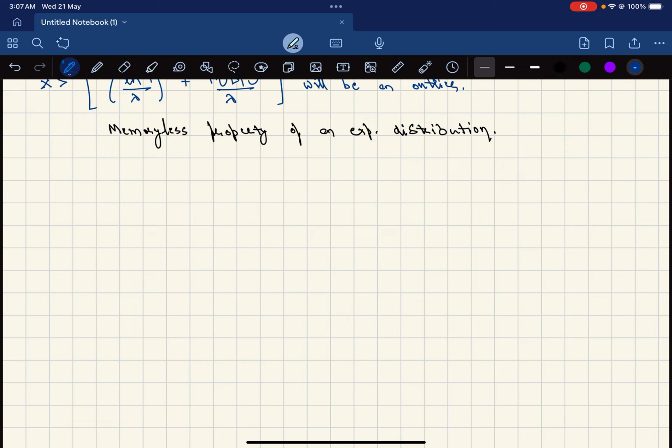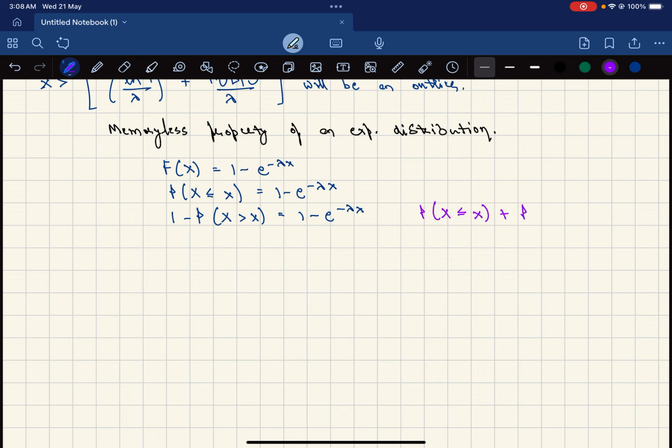So let us say we have the CDF of the distribution as F(x) equal to 1 minus e to the power minus lambda x. Now by definition, the CDF represents the probability of the random variable taking a value less than or equal to x. Now using the complement rule of probability, we know that P(X > x) should be 1 minus this, because P(X <= x) plus P(X > x) has to be 1, because these are the only two possibilities that can happen.